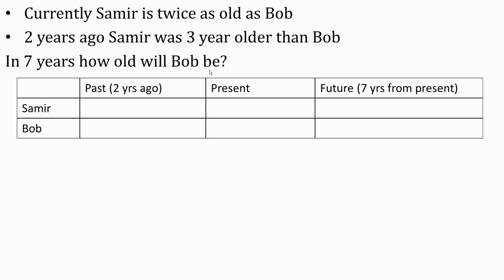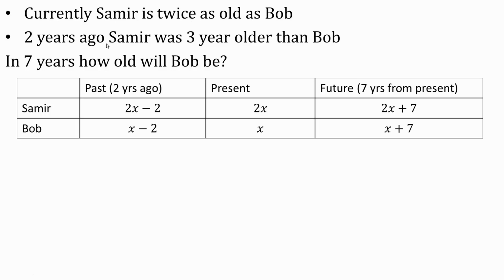And so let's begin. The first line: currently Samir is twice as old as Bob. So if Samir is 2x, then Bob is x. As an example, let's say x is 2. Bob would be 2, Samir would be 4, and that makes sense. Currently, Samir is twice as old as Bob.